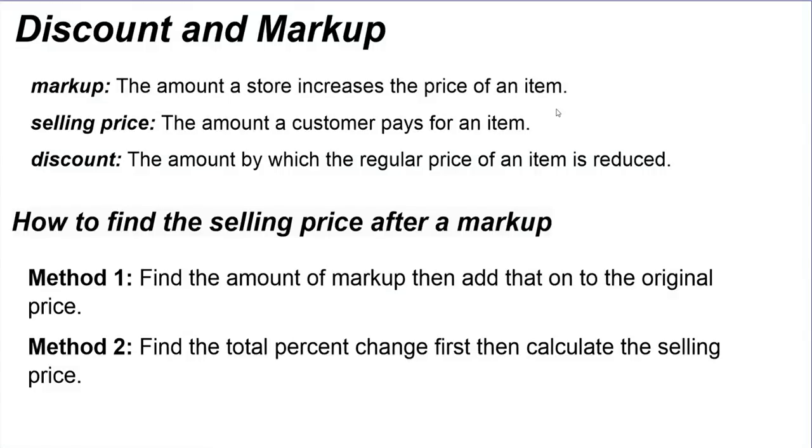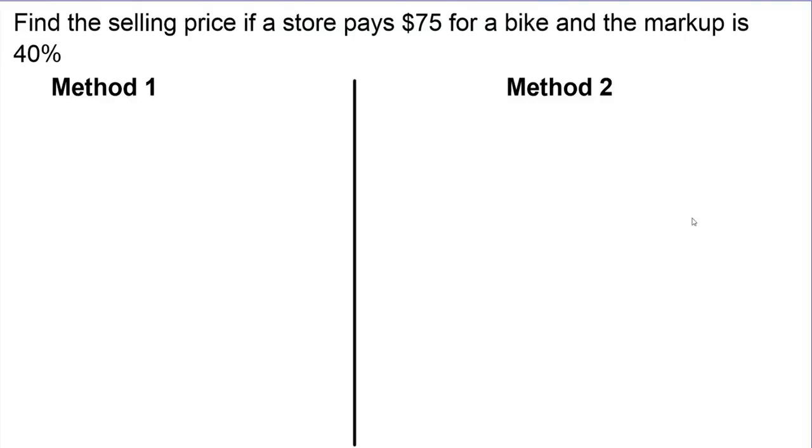So how do you find the selling price after a markup? Well, there are two major methods. One would be to find the amount of the markup, which is an amount of change that we've already learned about, and then add that on to the original price. Or method two, which is faster, find the total percent change first and then calculate the selling price. I'll show you both methods with this example.